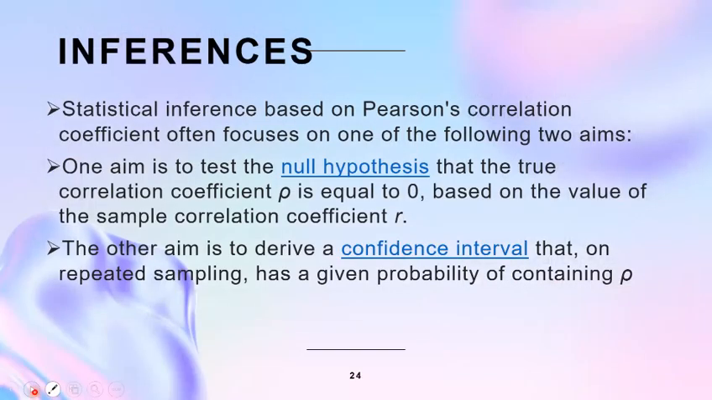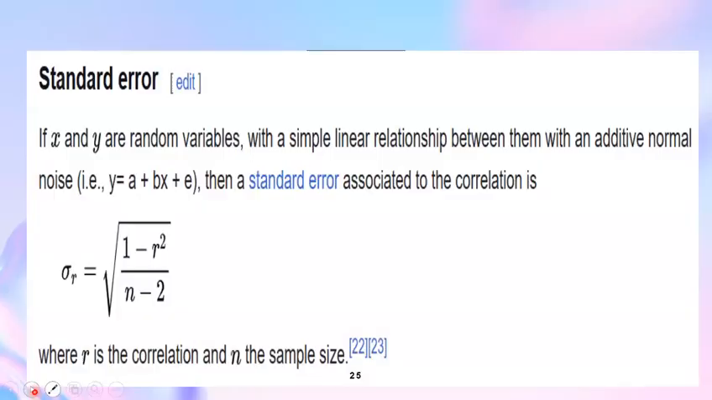So how are we going to get the inferences about all of these things? Statistical inference based on the Pearson's correlation coefficient often focuses on one of the following two aims. One aim is to test the null hypothesis that the true correlation coefficient p is equal to 0, based on the value of the sample correlation coefficient, which is R. The other aim is to derive a confidence interval that on repeated sampling has a given probability of containing p every time. Standard error, how are we going to calculate it?